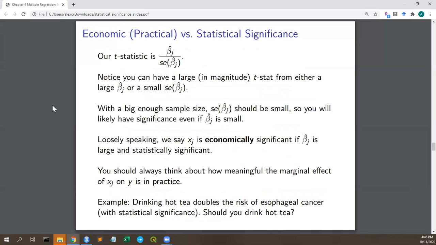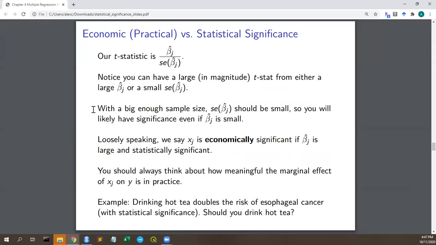So that brings us to economic significance versus statistical significance. Statistical significance is pretty easy. We just take our estimate, we divide by our standard error, and if that p-value is small enough or a t-value is large enough, then we say that this variable has a legitimate statistical effect, or significant effect, on the outcome variable, on the y variable. This x variable is impacting y in a significant way.